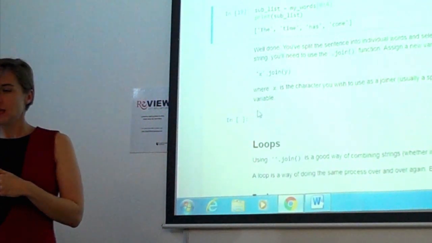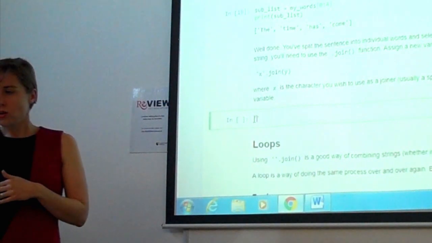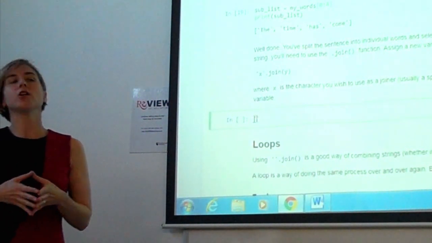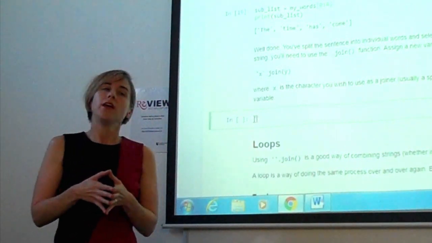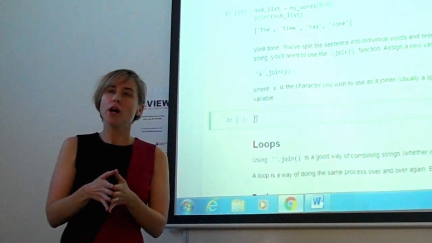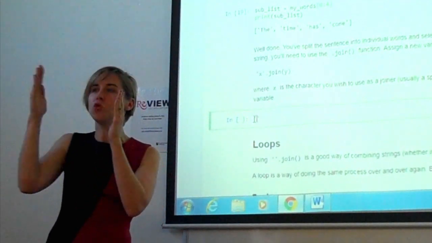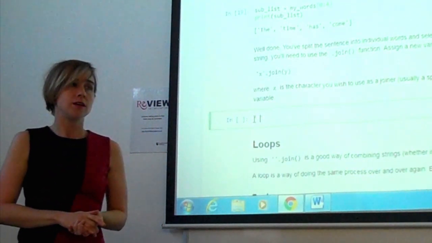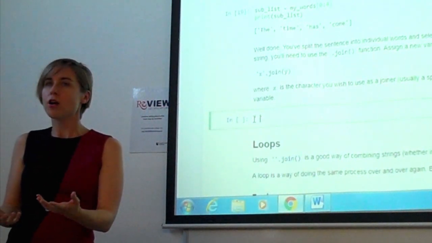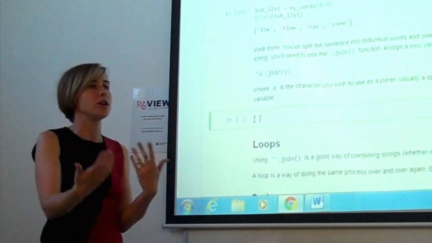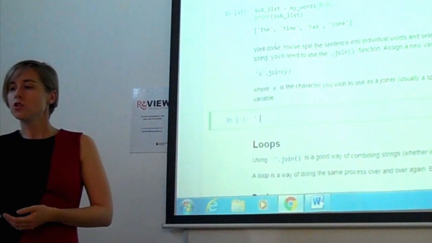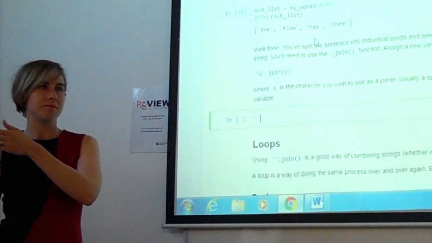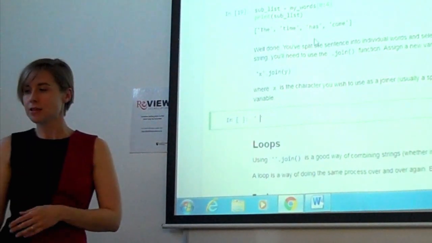Join is two speech marks, and in between those speech marks, you put some character. And what that character represents is what you're going to be joining in between your items. So in most cases, you're just going to want a space. But you might want to put an underscore, or you might want to put a hyphen, depending on what type of project you're doing. So for example, it's going to be the space, time space, has space, come. That's what the joining thing is.